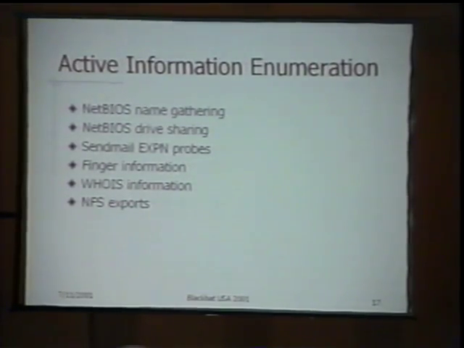While enumerating information on a network, some active techniques include NetBIOS name gathering, NetBIOS drive sharing, SendMail EXPN probes to find usernames, finger information to find usernames, WHOIS information to find out the administrator's name, contact information, phone numbers, etc. for social engineering purposes, and lastly, network file system exports.